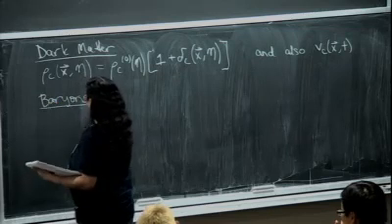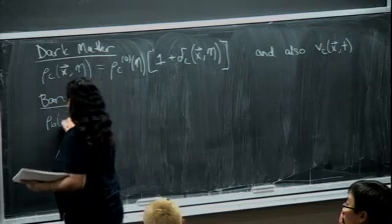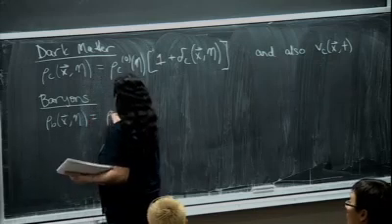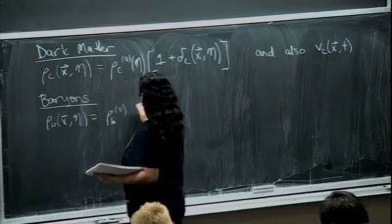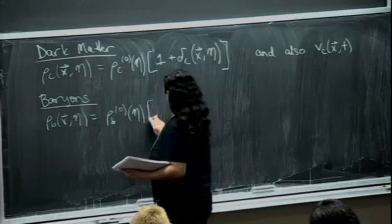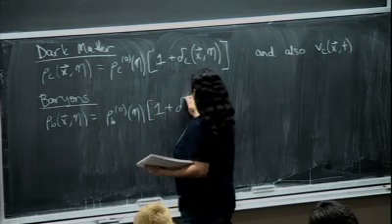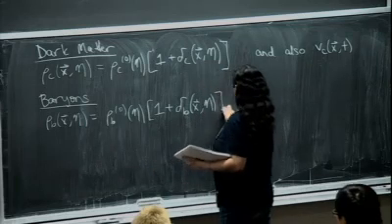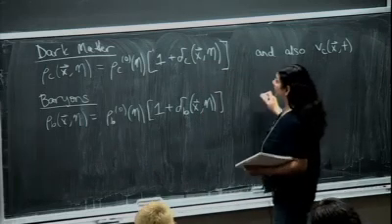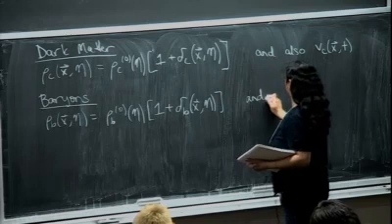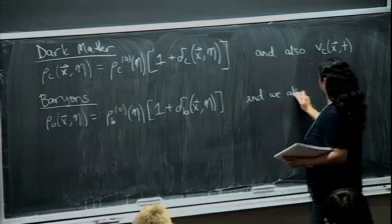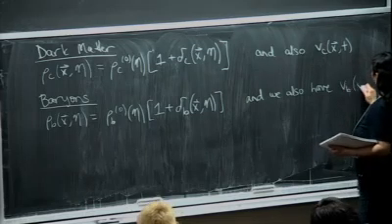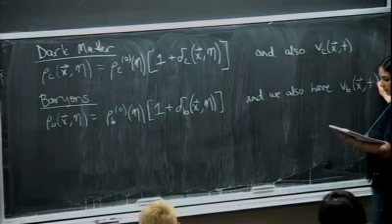And the same thing for baryons. We're going to have a rho B of x, and our baryon perturbation, 1 plus delta baryon of x, and we also have a velocity.